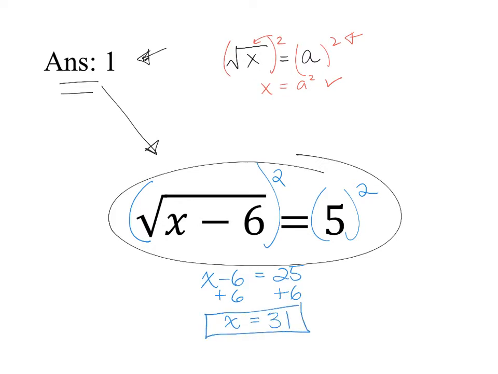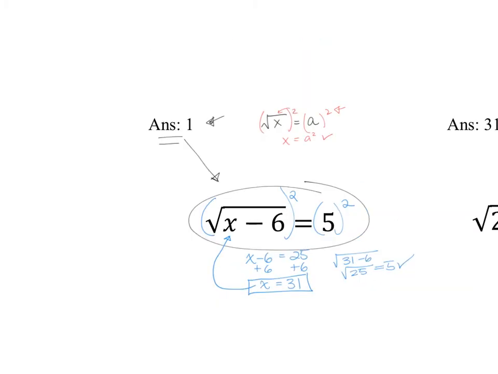Now, one thing that you do want to check for is extraneous solutions, so make sure that these don't make anything bad happen. So what I mean is the square root of 31 minus 6, just make sure it works. That's the square root of 25, which equals 5, yay. Because sometimes when we're working with radicals, which have a restricted domain, some weird things happen.